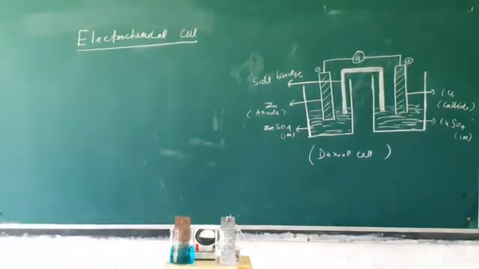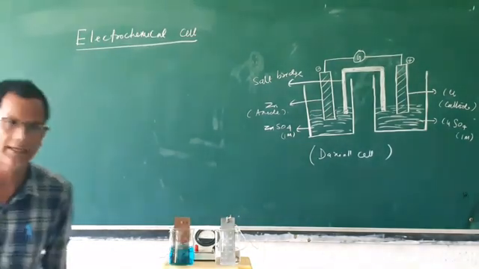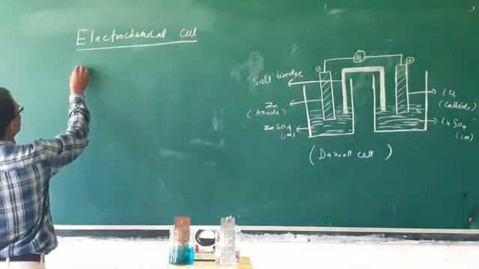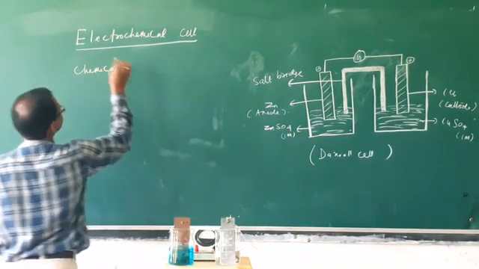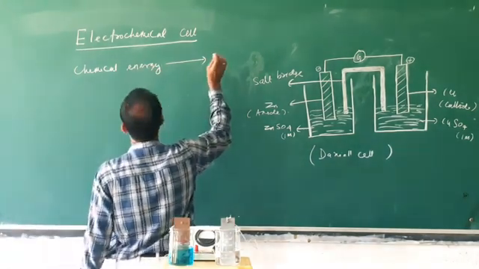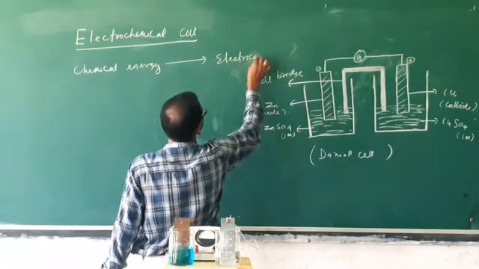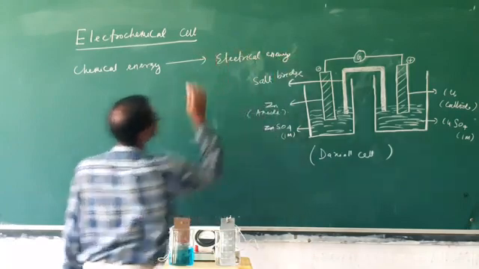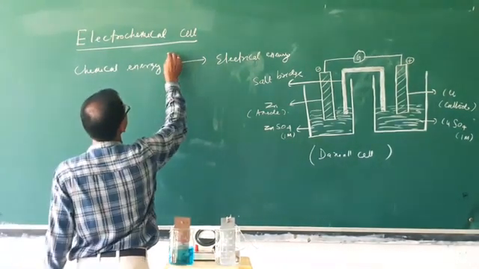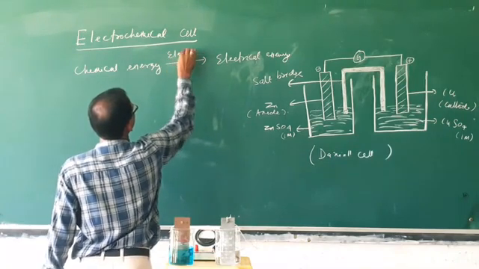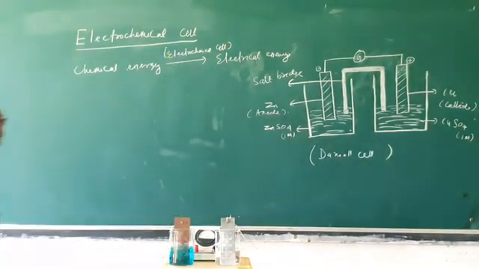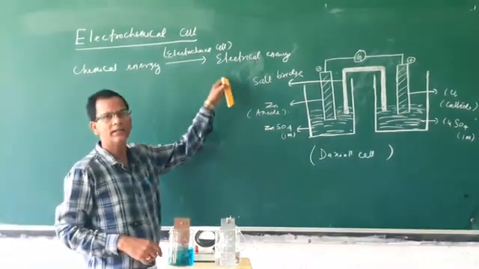First, let us discuss what an electrochemical cell is. This device which converts chemical energy to electrical energy is called an electrochemical cell.